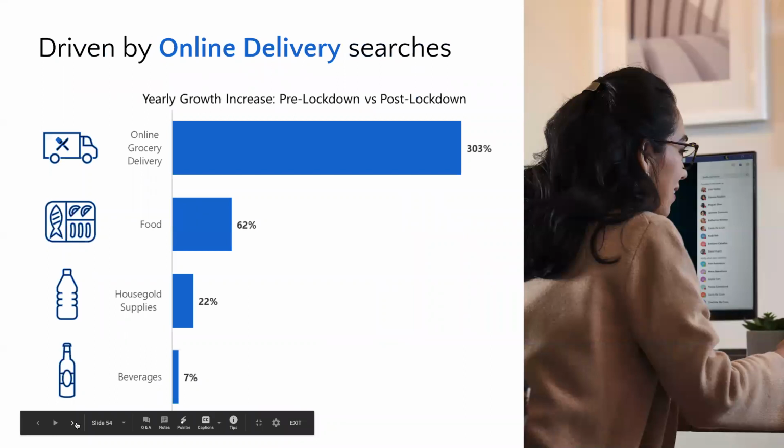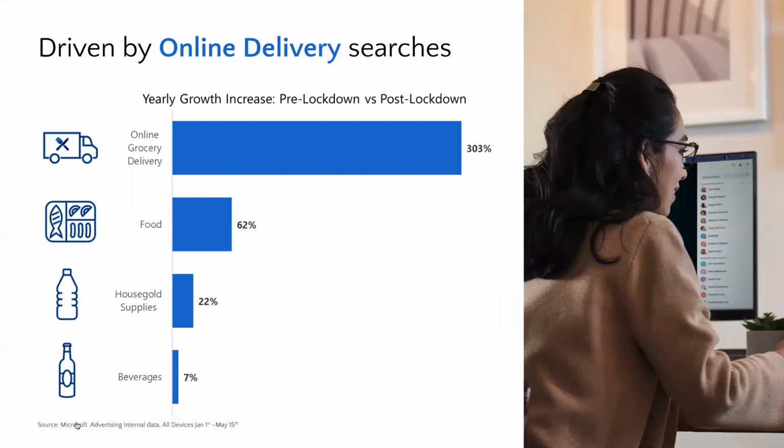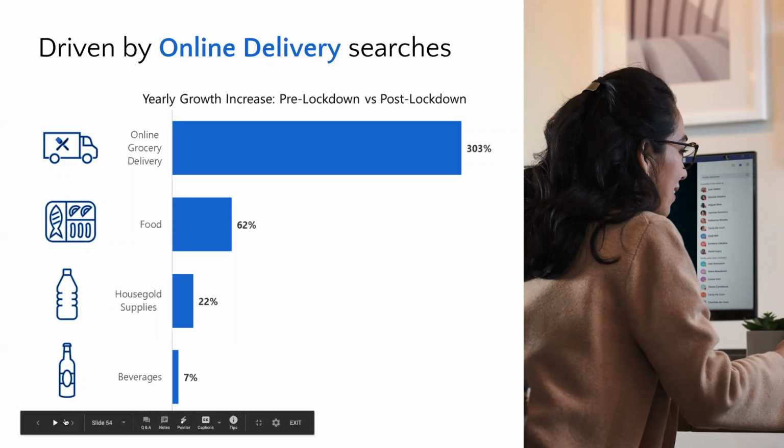And in terms of the year-on-year growth change pre and post, we saw obviously the biggest one there in online grocery delivery. Now, we did see the increase in other categories as well, but by far the largest was the generic online grocery delivery queries.